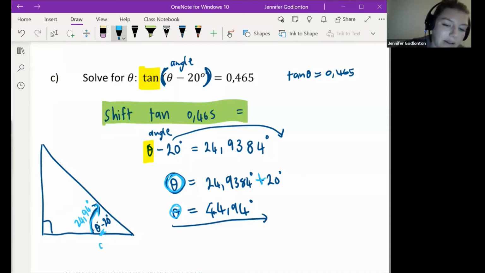Because if I had 44,94 and I minus 20, I'm going to get 24,94. That's what this is meaning. I hope that that's cleared it up for a couple of you. I see some hands have dropped, so I'm hoping it has.